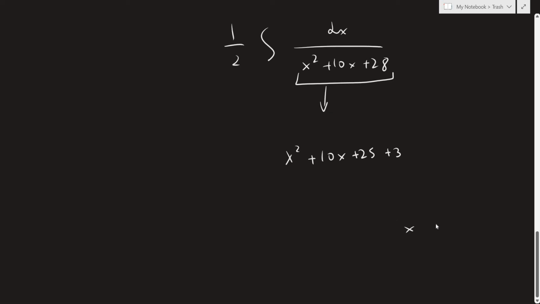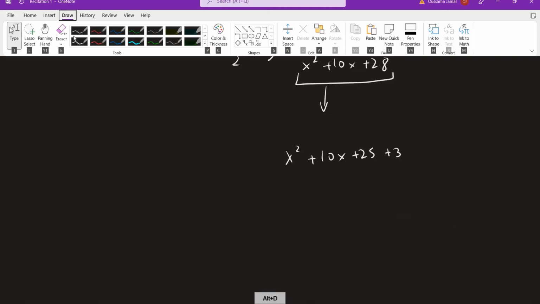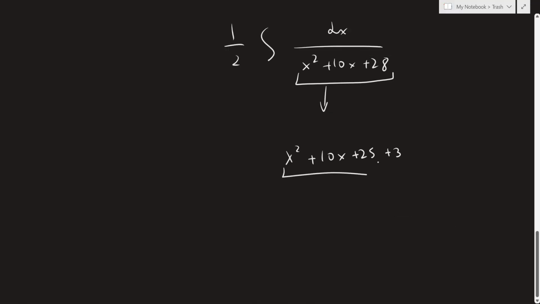Okay. So now we have something that can be factored. If you put this in the calculator, you're going to have, let me do it with you. So x squared is 1, 10x is 10, and the constant is 25. It's going to be negative 5 twice, meaning that it's going to be x plus 5 squared. Don't forget the plus 3.